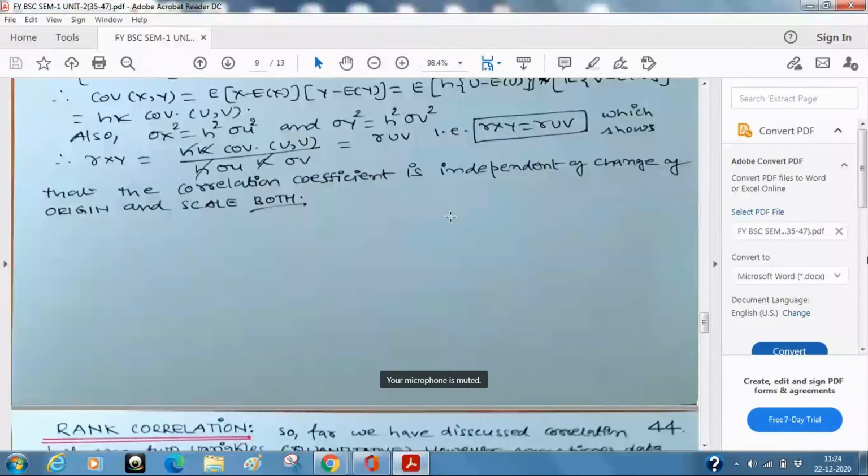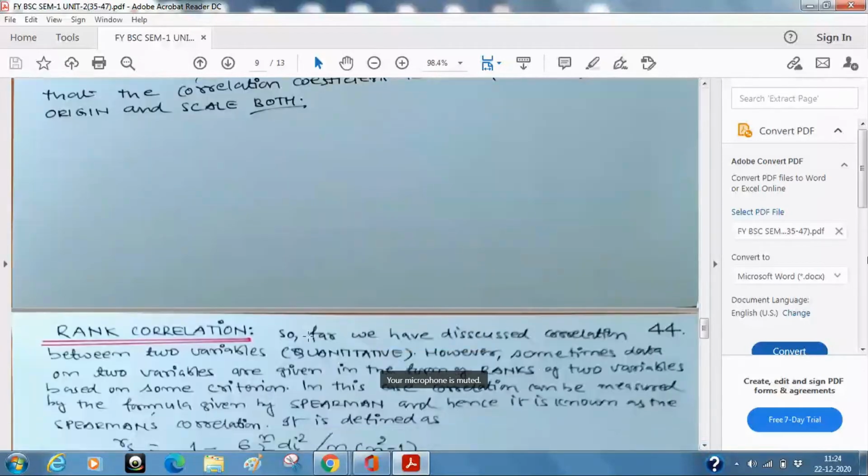So now actually the next topic we are going to discuss is the idea of rank correlation. What is this and how is it discussed? So this is what my opening remark was, and it is like this. So far we have discussed the correlation between two variables, quantitative.